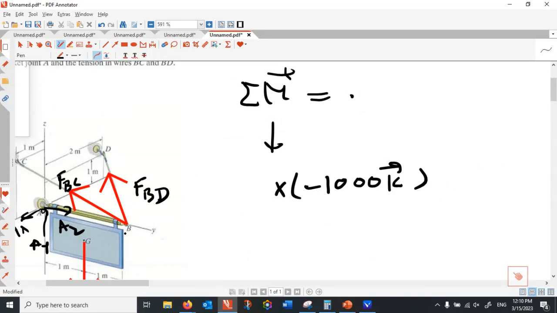If that force was applied here, what was the position vector? The position vector was from A to that line, right? So a vector is free to move along its direction. So I don't have to worry about AG. I have to write that position vector, which is 1 meter I, 1 meter J. So that is J cross product by 1000. That is the rotation due to that weight.